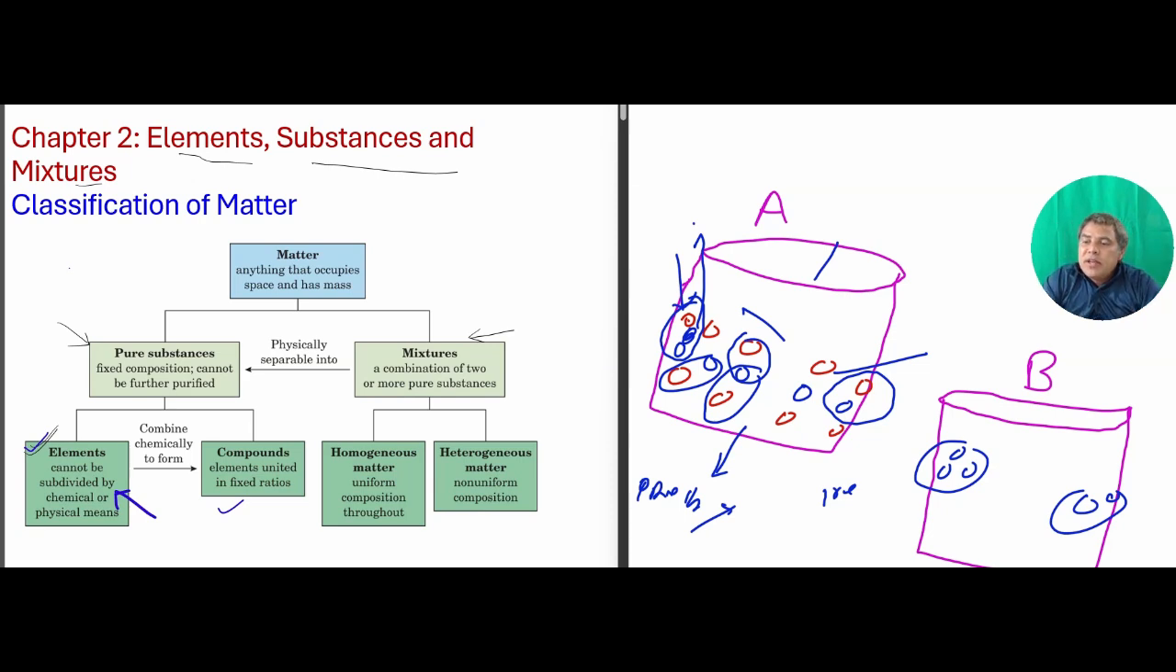It doesn't matter, it's the heterogeneous mixture. So it is said to be the heterogeneous mixture. If all the member particles are equally, homogeneously distributed among the mixture, that is the homogeneous mixture. If not homogeneously distributed, that is a heterogeneous mixture. So this is the matter.